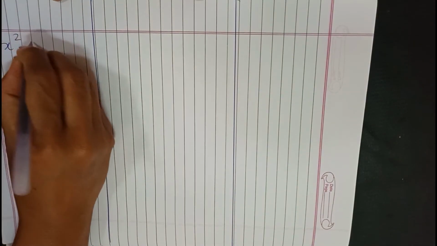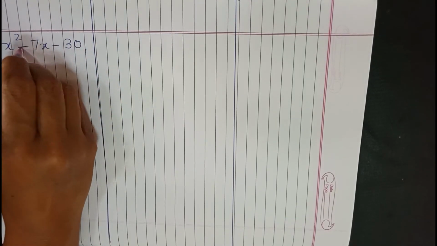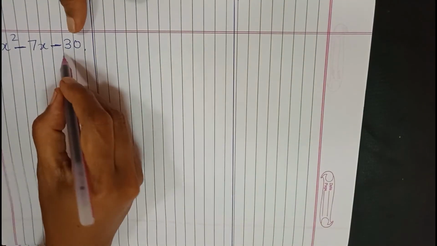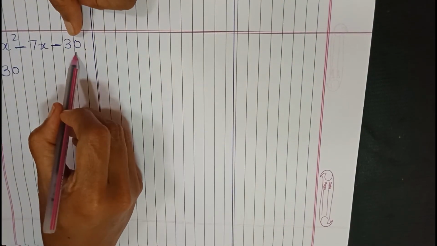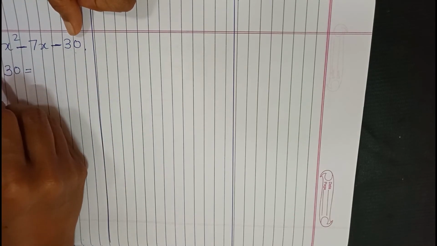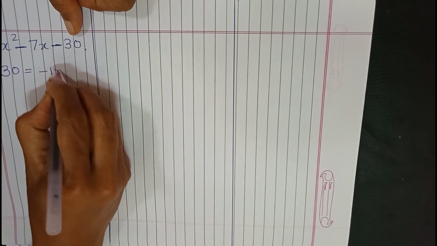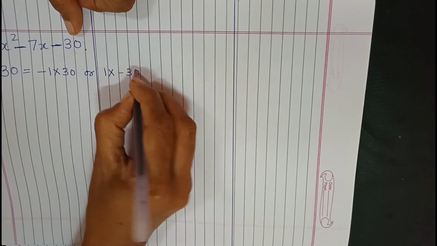x square minus 7x minus 30. Now you can see here both the numbers are negative. First step is always to find the factors of this last number, right? So let us start. Now again my multiplication is negative. That means one number should be plus and one number should be minus. So I get minus 1 into 30 or 1 into minus 30.